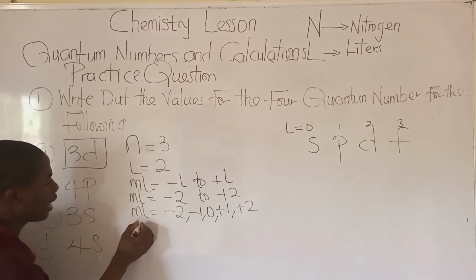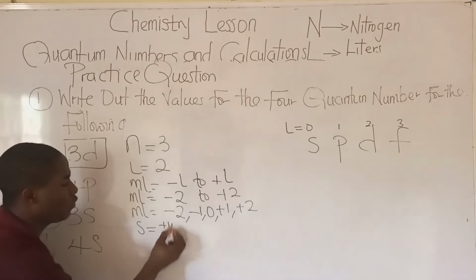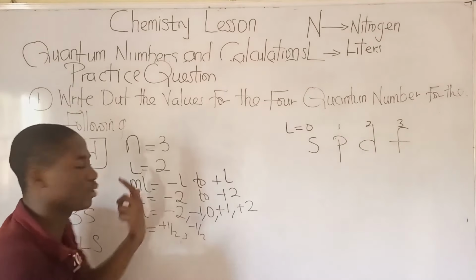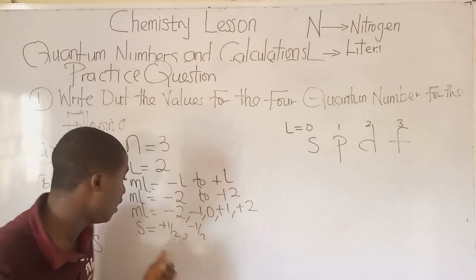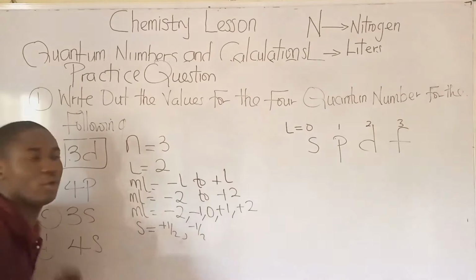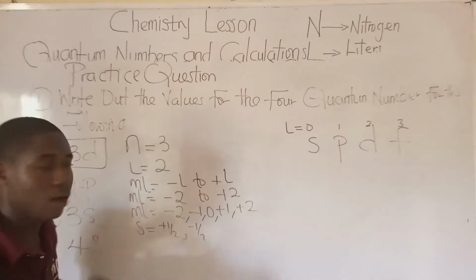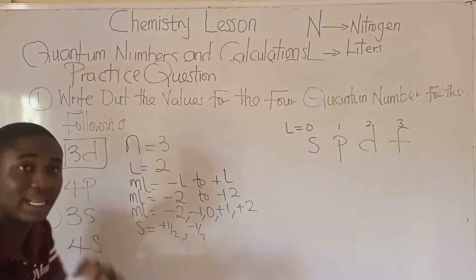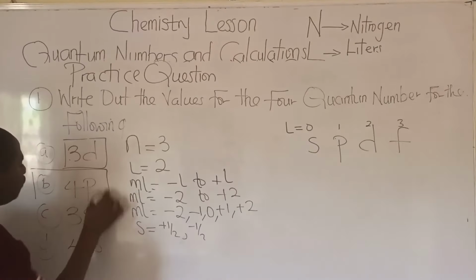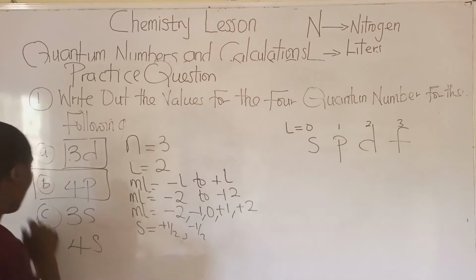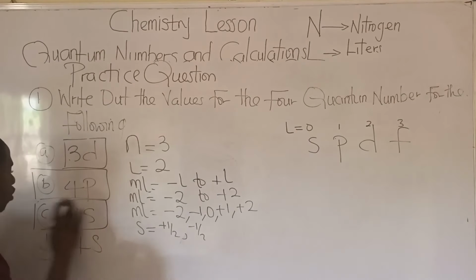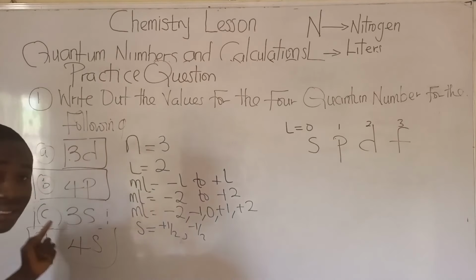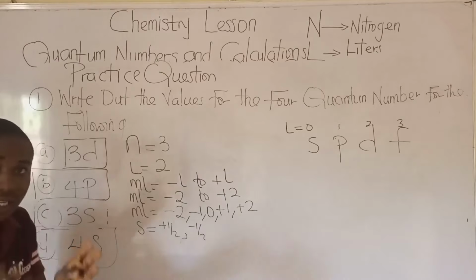And lastly, our s value is just plus 1 over 2 and minus 1 over 2. This describes the direction of the electron, either clockwise or anti-clockwise. It's always the same for all the questions. It doesn't change. Meanwhile, let us move over to another practice question under this aspect. You solve B and C and provide the answer in the comment section, and let me solve D, and you see how it works.